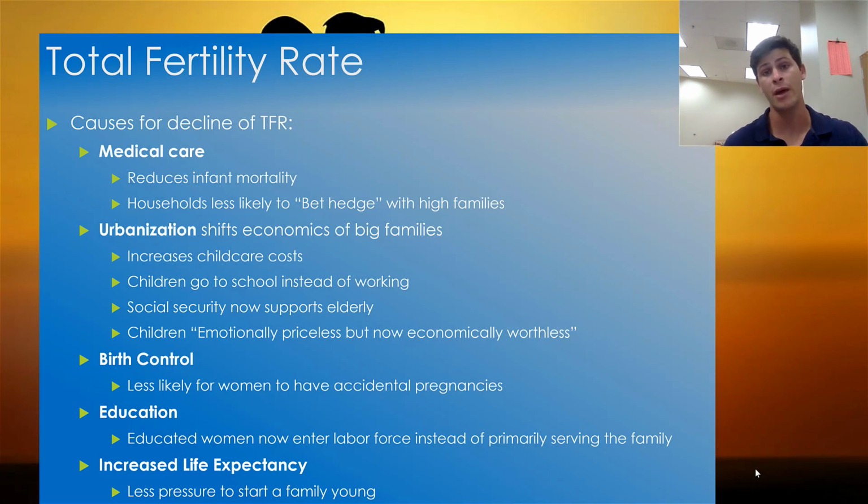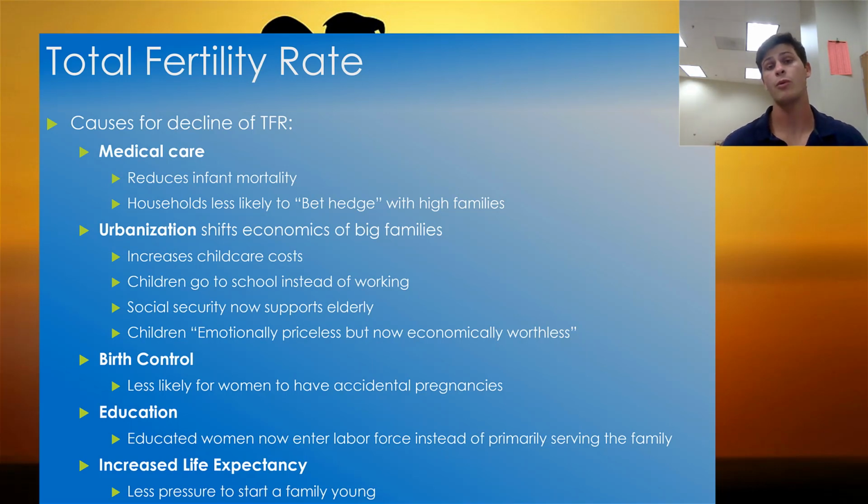However, with increases in medical care, the probability that a child will die as an infant is drastically reduced. Therefore, the probability that even the first child born in a family will survive to adulthood becomes very, very high. As a result, households no longer need to bet hedge with large families because all kids are going to probably survive to adulthood, and so this in and of itself reduces the total fertility rate within a population.